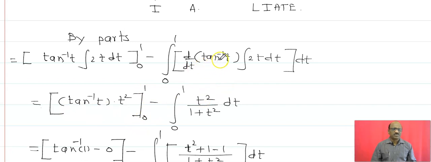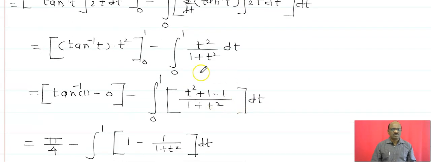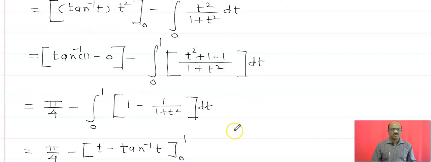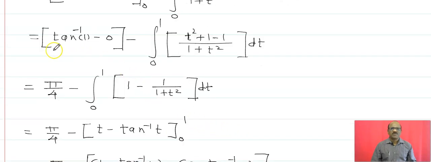The derivative of tan inverse of t is 1 upon 1 plus t square. Integral of 2t is t square upon 2, that 2 gets cancelled, you will get t square into dt. Now what about here? Adjust here: t square plus 1 minus 1. T square plus 1 upon 1 plus t square, that you will get 1 minus 1 upon 1 plus t square, whole bracket complete into dt. Tan inverse of 1 is pi by 4, and there is 0.